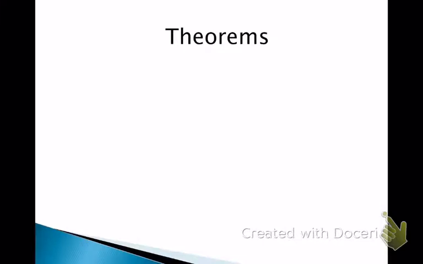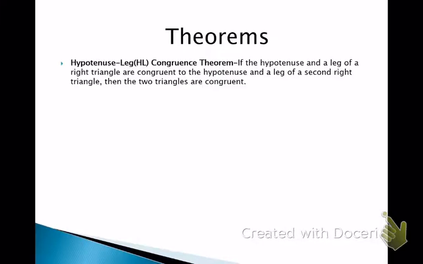Okay, that leads us to some theorems. The first one, the hypotenuse leg congruence theorem. If the hypotenuse and a leg of a right triangle are congruent to the hypotenuse and a leg of a second right triangle, then the two triangles are congruent. So we even need less information for a right triangle. We don't even need 3 parts. We could just use 2 parts, the hypotenuse and the leg.